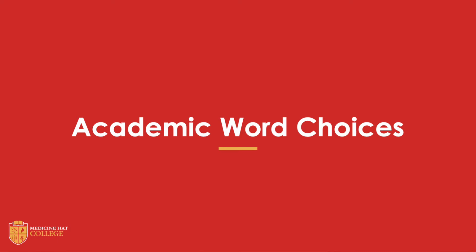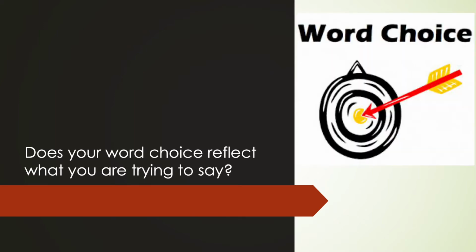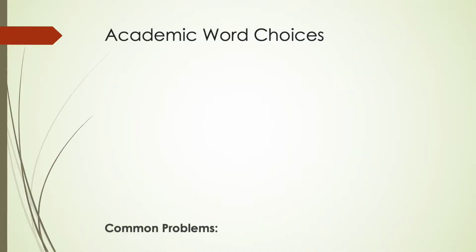Let's get started. Does your word choice reflect what you're trying to say? We want our word choice to be on target. During this session, we're going to discuss common problems and their solutions, and we'll also touch on transitions. First, let's talk about common problems. I will list them here, and then we'll talk about each one and its solution individually.